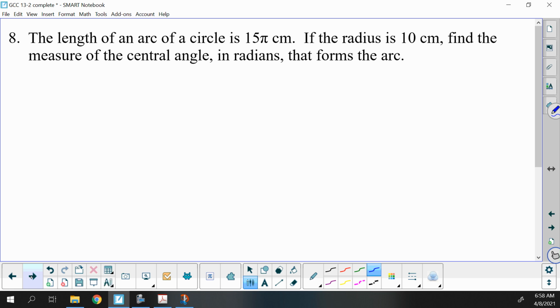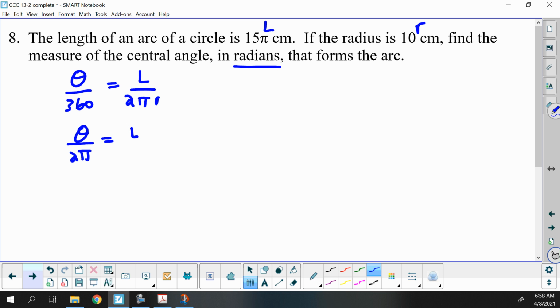One last one for today on page 14. The arc length of a circle is 15 pi, so that's our L. If the radius is 10, so that's R, find the measure of our central angle in radians. So there's two ways we can do this. We can do this with our proportion that we've been working with. We originally always started with theta over 360 equals the arc length over 2 pi r. But because we're in radians, we would have to switch the 360 to 2 pi, like we've done in the last two questions.